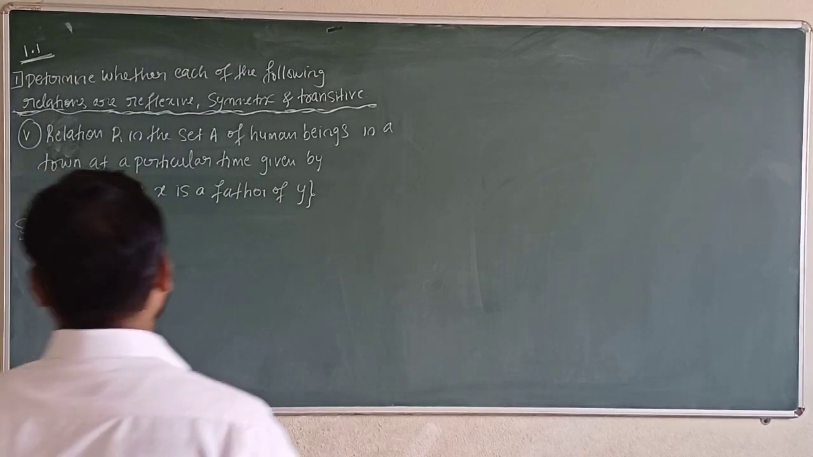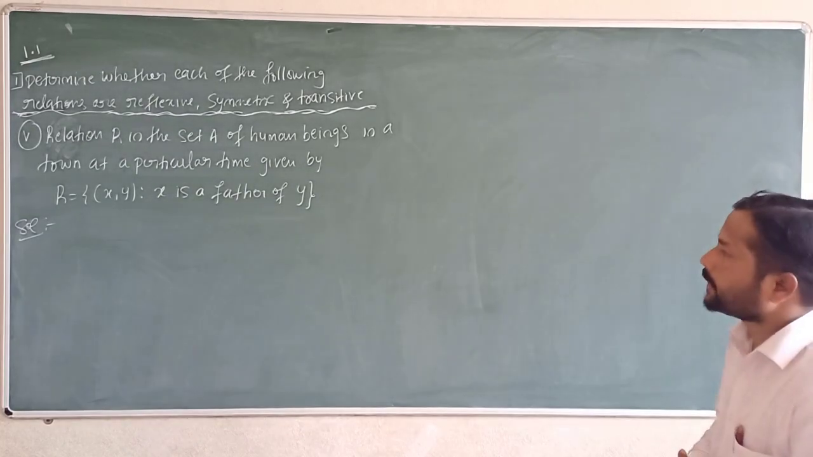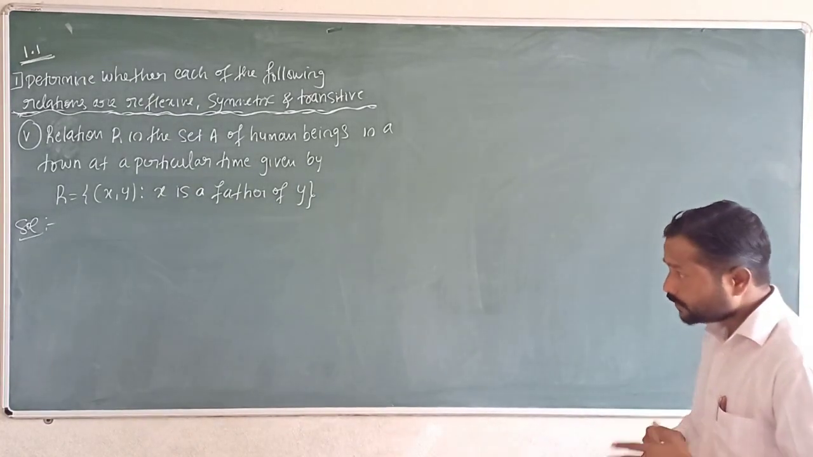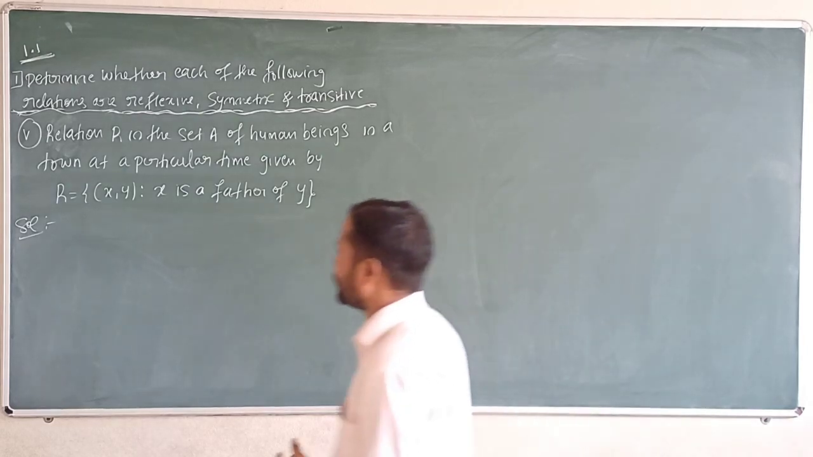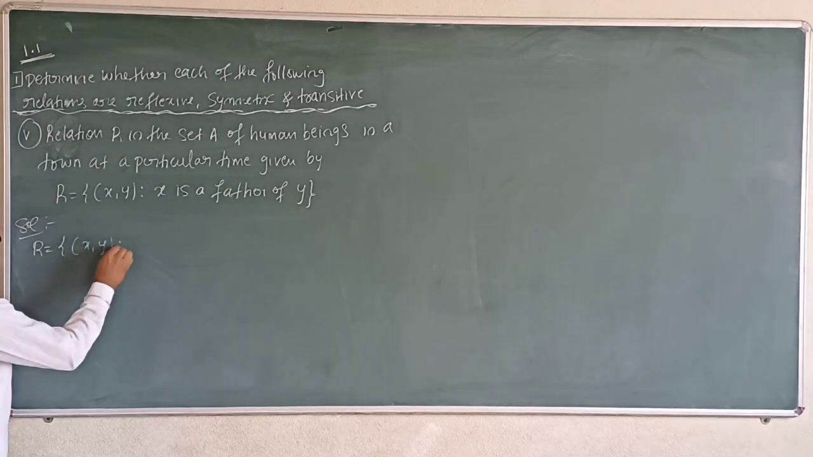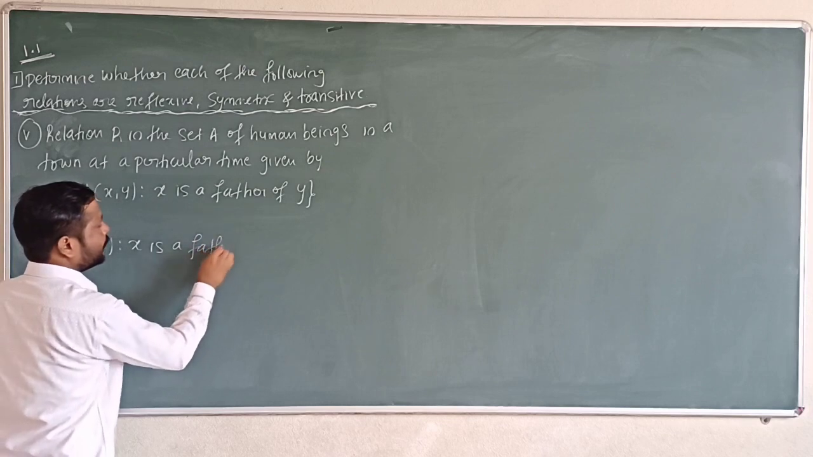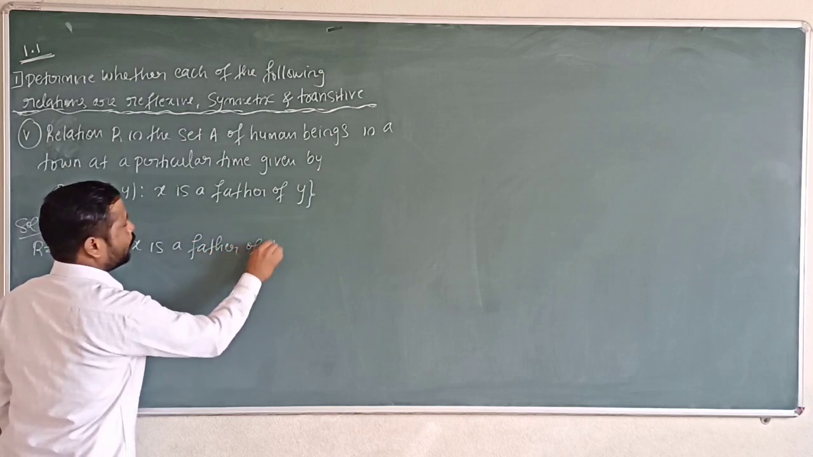Right, take again the relation R in the set A of human beings in a town at a particular time. The relation R is equal to {(x, y) such that x is a father of y}.